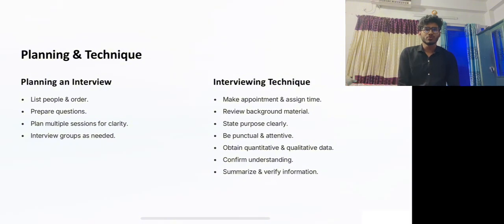We will have to schedule and assign proper time before we approach the interviewee, and we will have to review the background material. We will have to state the purpose clearly to the interviewee, and we will have to be punctual and attentive. We will have to collect both qualitative and quantitative data, and we will have to confirm the understanding of the interviewee, and we will have to summarize and brief the responses from the interview.